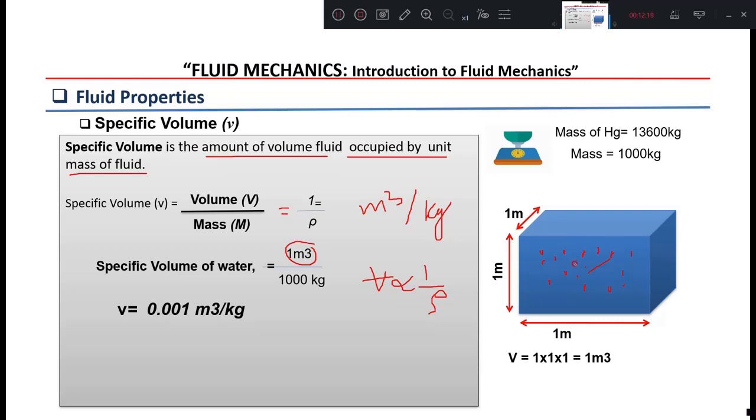The second case: if the chamber expands without letting the gas in or out, what will happen? These gas molecules will move away from each other, the density decreases and the specific volume increases. This is how we can understand the specific volume and density, and how they are related to each other.